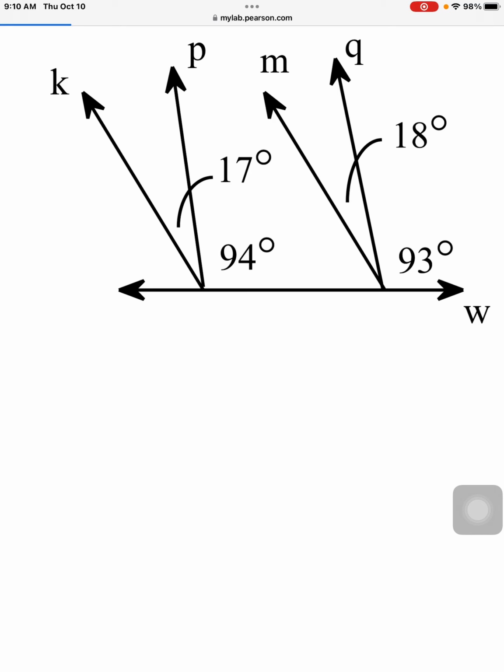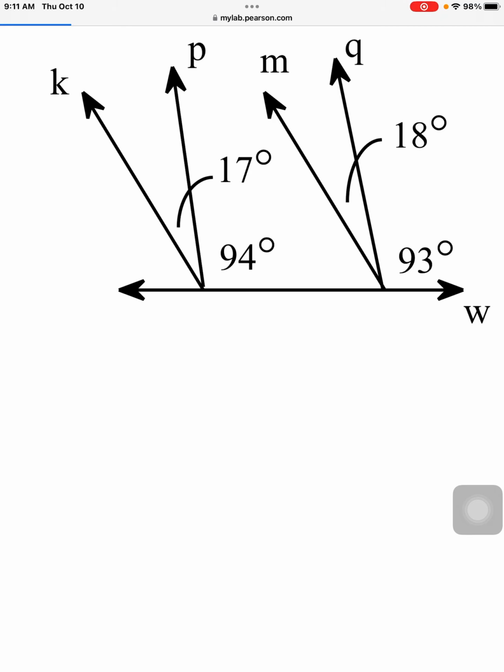So now let's look at Q. When Q intersects with W, what angle does that form? 93. Does that tell me anything about the relationship between P and Q? No. All it tells me is that P and Q cannot be parallel. Because in order for P and Q to be parallel, those two angles, the 94 and the 93, must be congruent or equal, right?